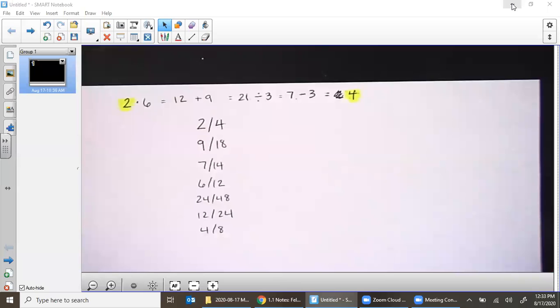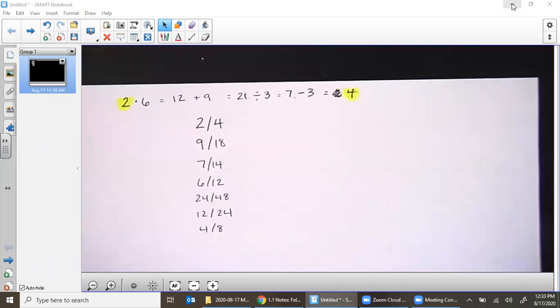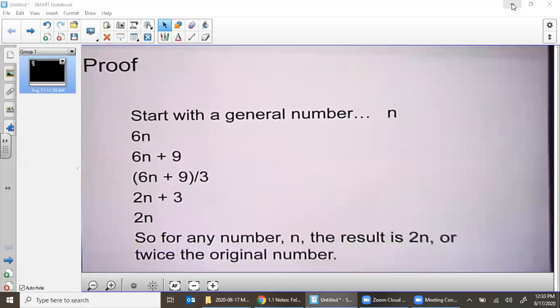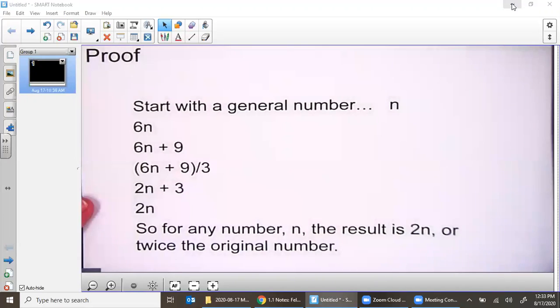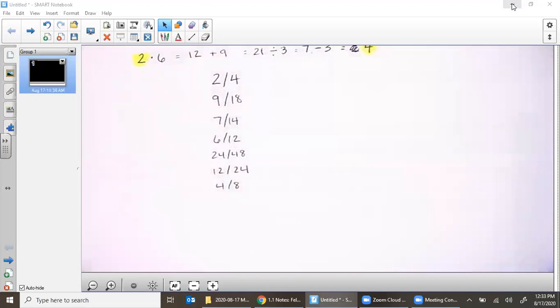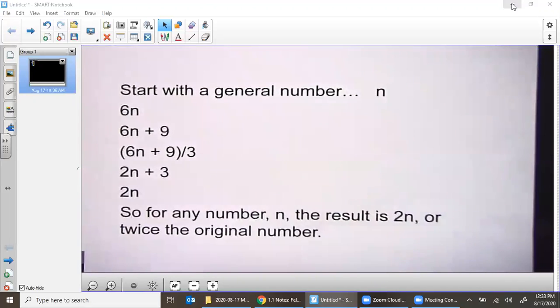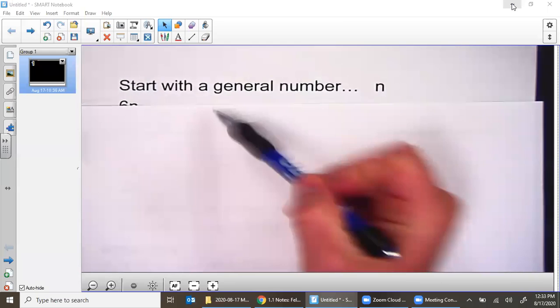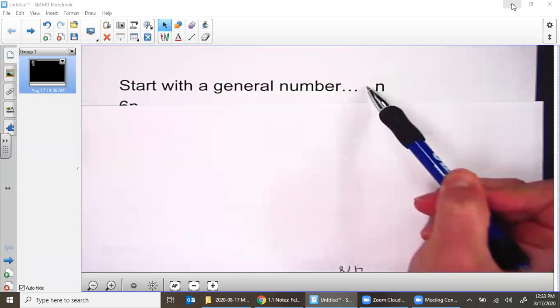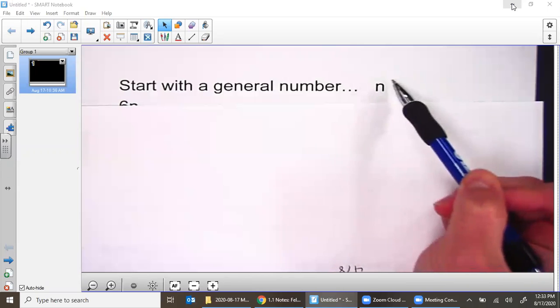Okay, that's kind of all I wanted to talk about. There was a proof at the end. This was like the last slide. This is proving why this works for every number. I just kind of want to talk about that for a second. So it says start with a general number. So this is kind of a way to show that any number you pick would work. So just using a variable.